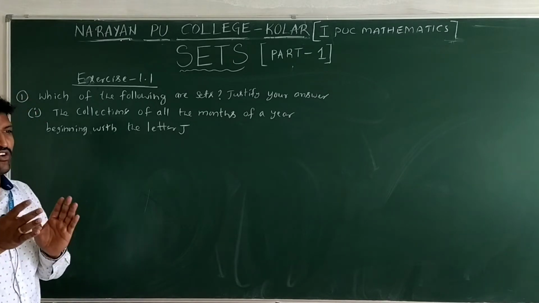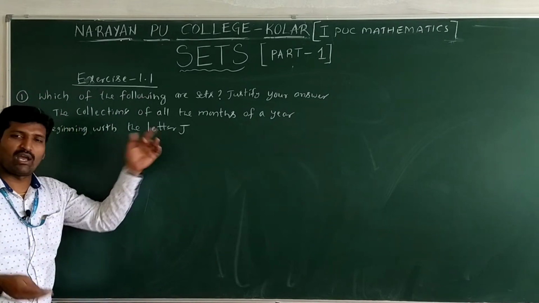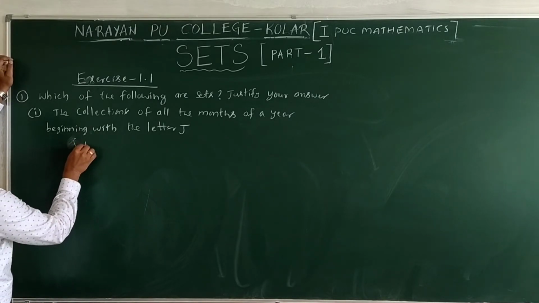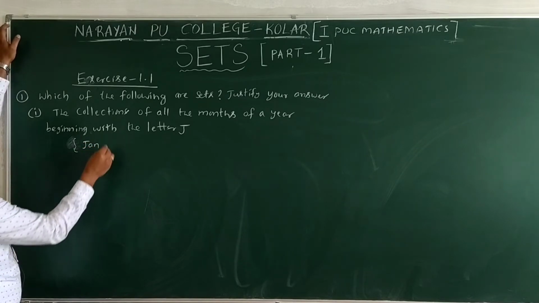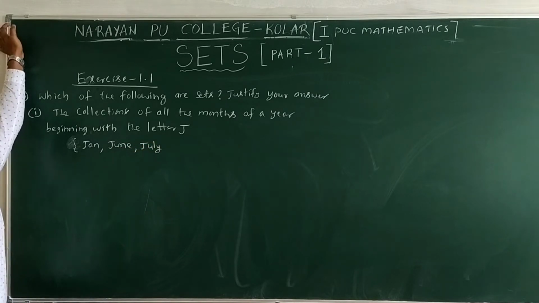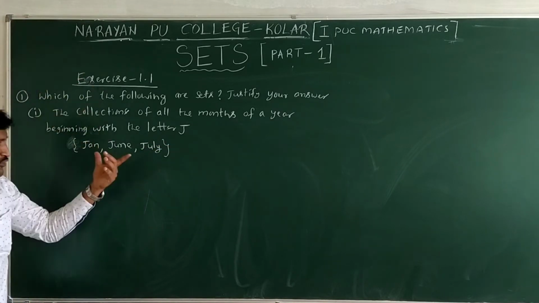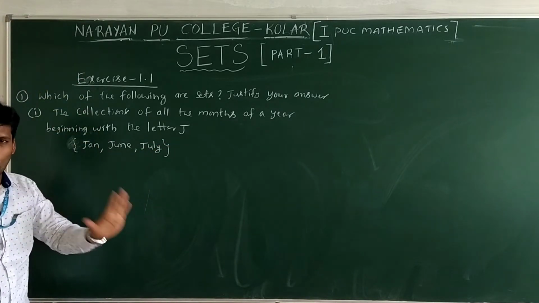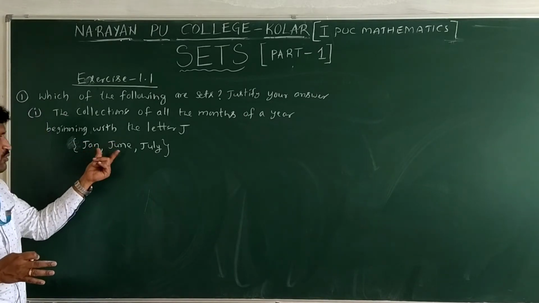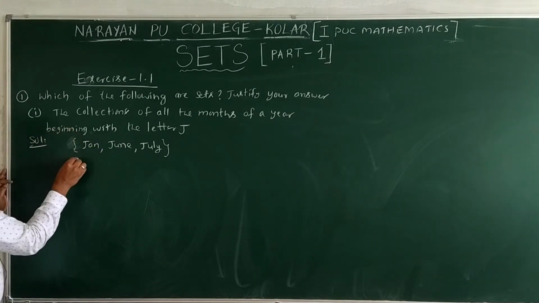Now, clearly the months in the year are 12 only. Those starting with the letter J are well defined. For example, January, next June, next July. With J starting, only these three, but it's clearly well defined. It's clear which months are known, and it's not changing by person. In the 12 months, only 3 start with J. It's clearly a set. That's why it is a set.